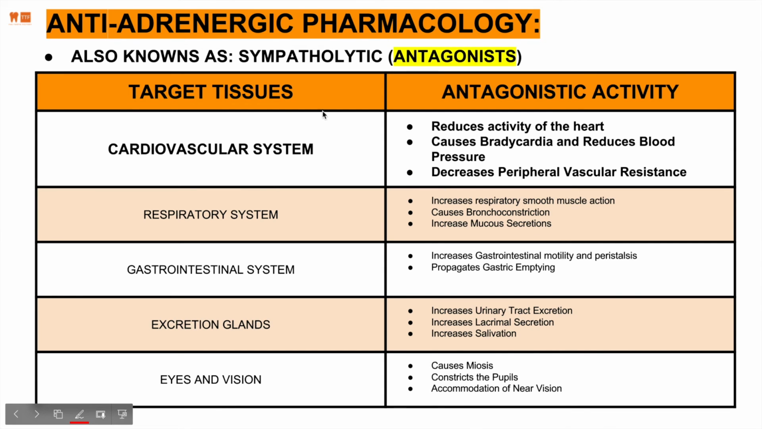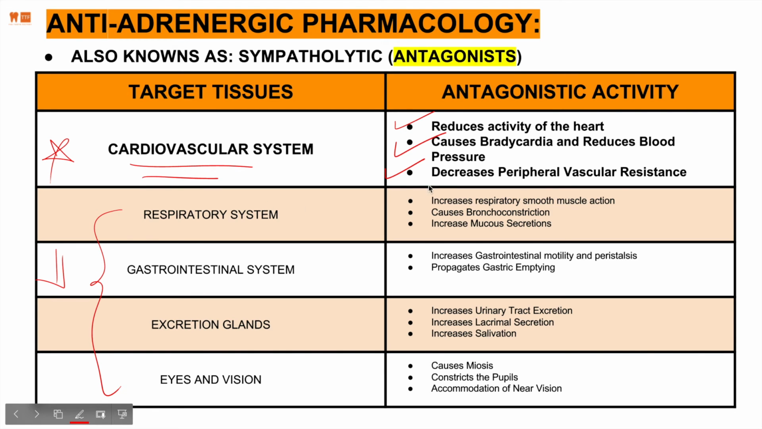And again, we're back to the same format. Adrenergic blockers, cardiovascular system. The reason why this is bolded and all of these are not bolded is because this is important and this is less important. Fair enough? Great. Let's take a look at the opposite actions. Cardiovascular system. It reduces activity of the heart, causes bradycardia, reduces blood pressure, decreases peripheral vascular resistance. And this is easy because we know it's the opposite of agonistic activity.